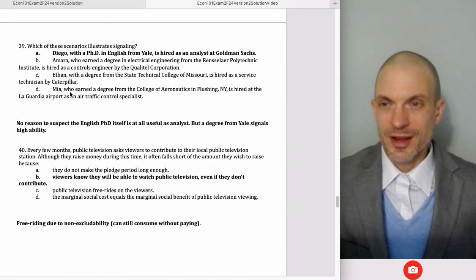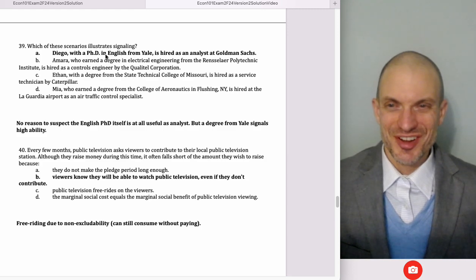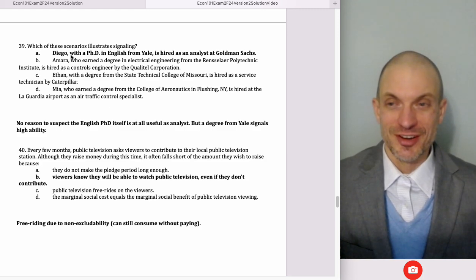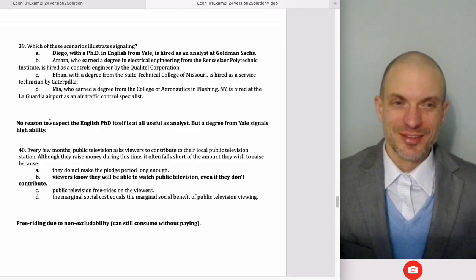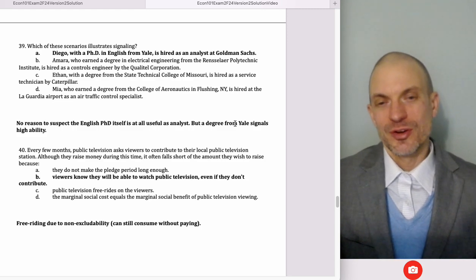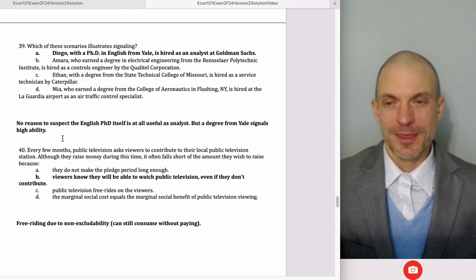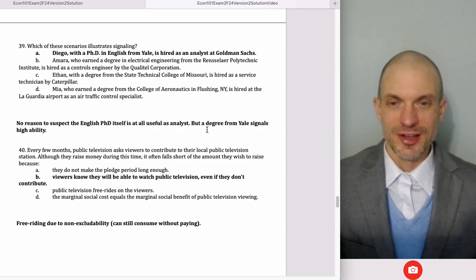All right, so 39, which of these scenarios illustrates signaling? These are all interesting, but the only one that's signaling is Diego with a PhD in English from Yale, hired as an analyst at Goldman Sachs. No reason to suspect the English PhD itself is at all useful as an analyst, but the degree from Yale signals high ability. And so this is definitely a signaling story. It has to be an unrelated degree, otherwise it'd be a human capital story.